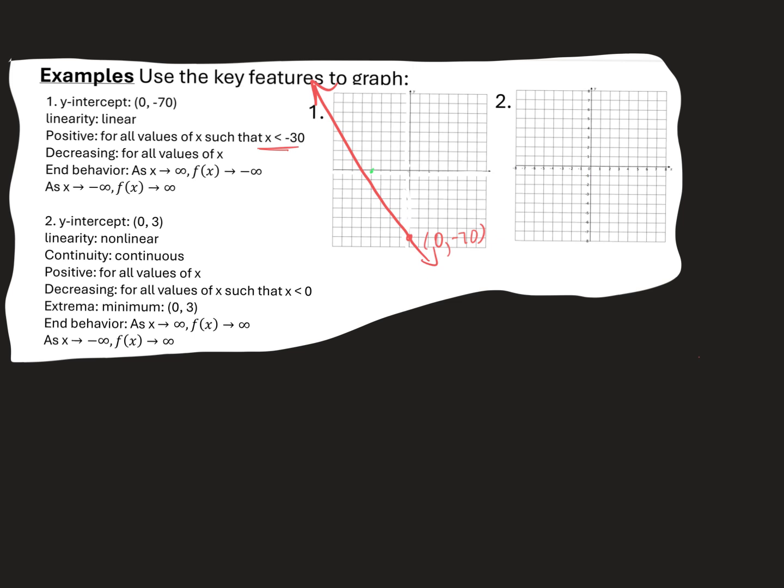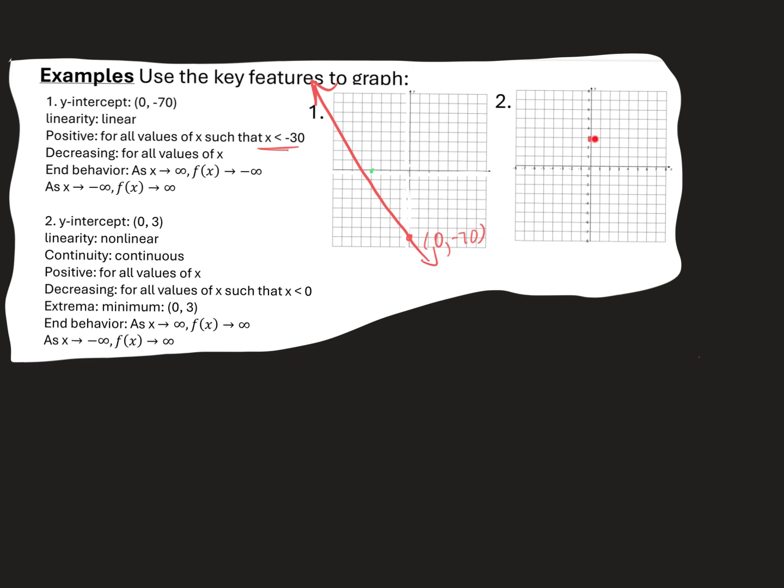For number 2, I'm going to leave my values there. The y-intercept is (0, 3). So 0, 1, 2, 3. There's my y-intercept. It says it's not linear, so I'm not going to draw a line. It's a continuous curve. It's positive for all values of x.